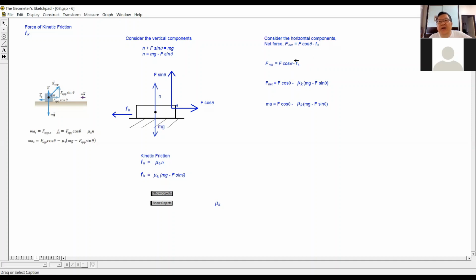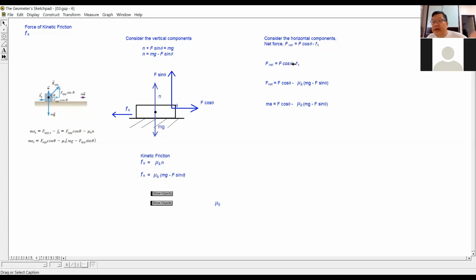I copy down here again. The net force, the excess force, is F cos theta minus Fk, because F cos theta wins, because the object is moving in the direction of the F cos theta. So F cos theta minus this one, right?